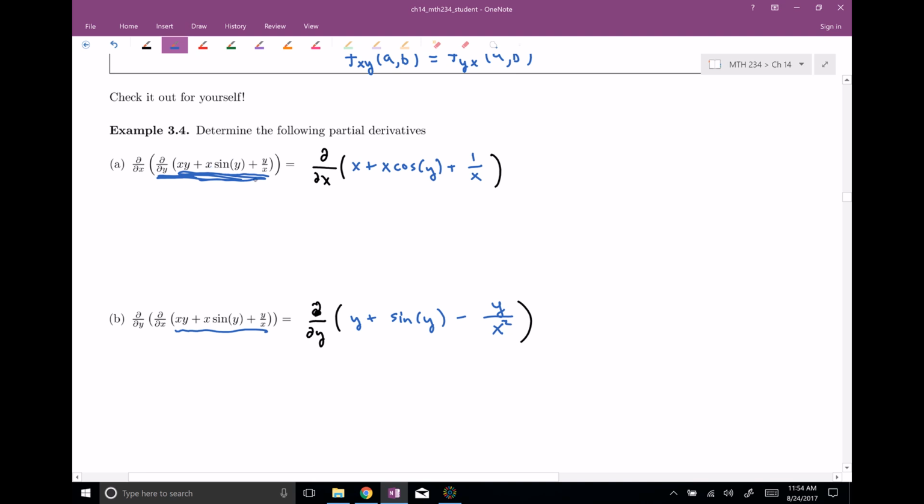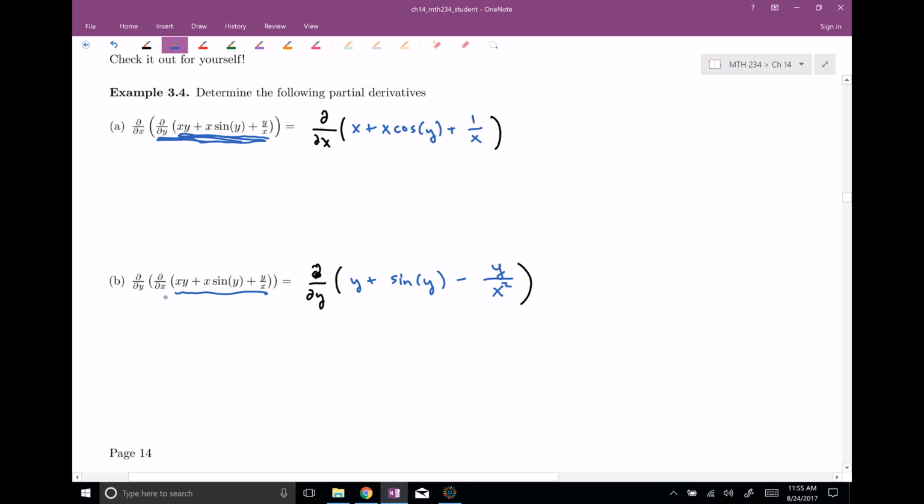Here, again, I'm taking a derivative with respect to y. This x is a constant. It's along for the ride. So the derivative of sine is cosine, and that just stays sine y. Finally, the derivative of y over x with respect to y: this might as well be like y over 5. If you take the derivative of y over 5, you get 1/5. If you take the derivative of y over x, you get 1 over x. So again, think of x as a constant when you're taking a y derivative.